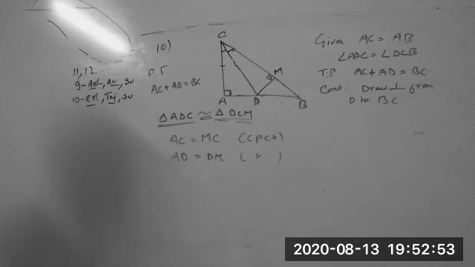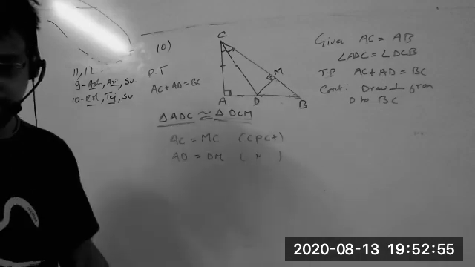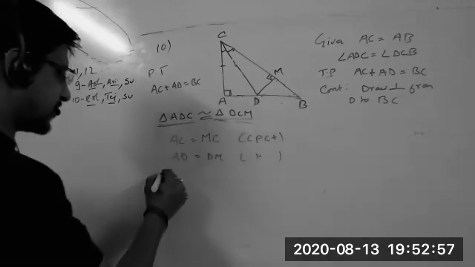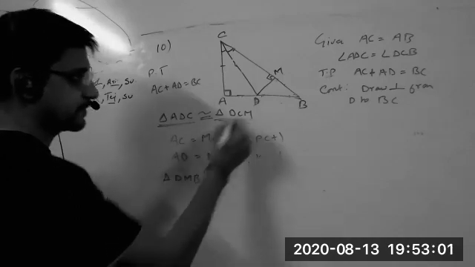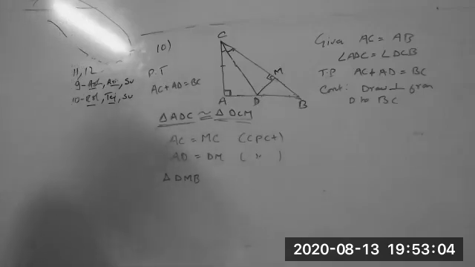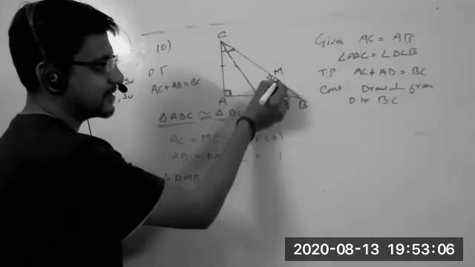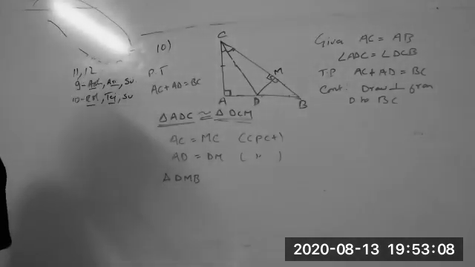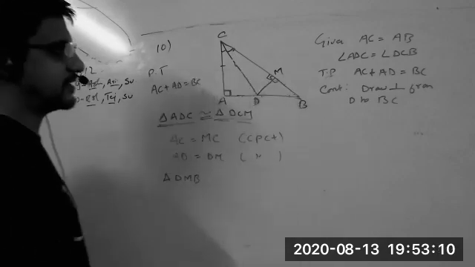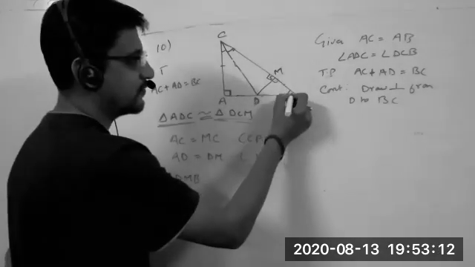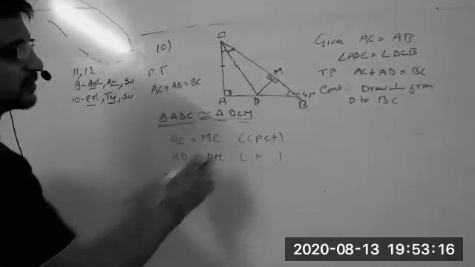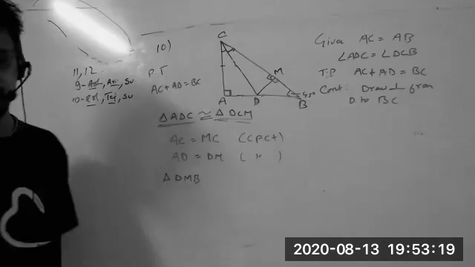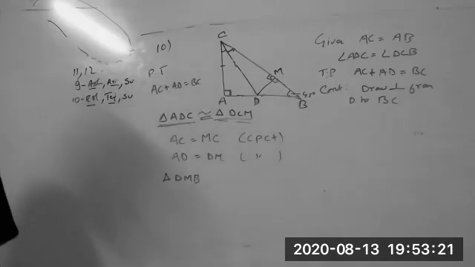Okay, so part one is over. Now part two. In triangle DMB, this angle is 90 degrees and this angle is 45 degrees. Why 45? Because both sides AC and AB are equal, so this angle is equal to this angle, which is 45. Correct? Any doubt?